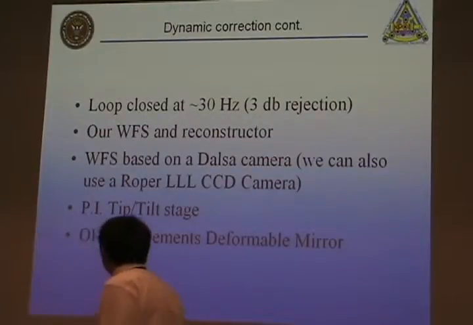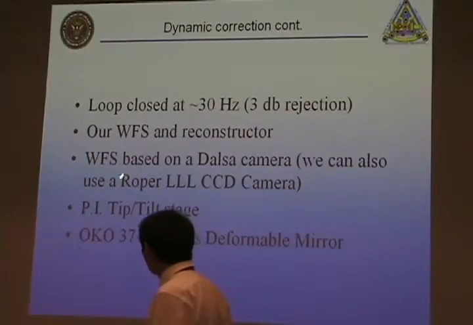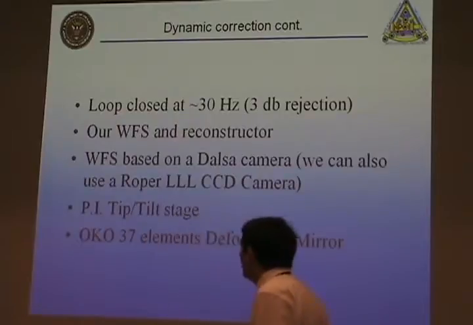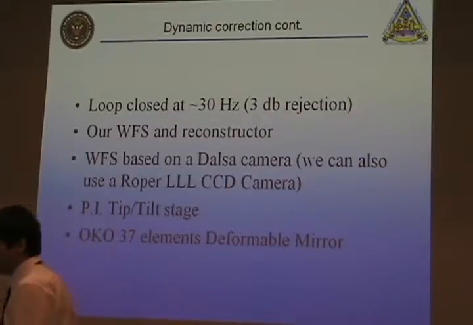And basically, we were able to close the loop at 30 hertz, using our own wavefront sensor and our own reconstructor. We're using the Dalsa camera. We recently switched over to a Loper camera, which has better sensitivity. For the tip tilt mirror, we're using a PI tip tilt stage, and we're using an OKO 37 deformable mirror.